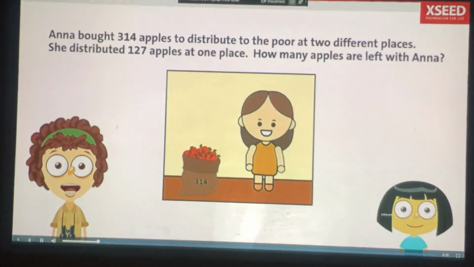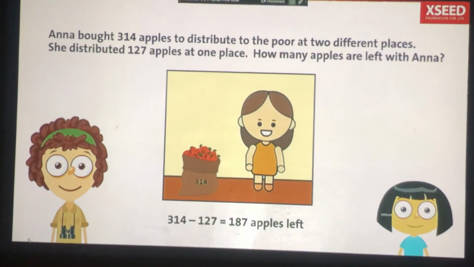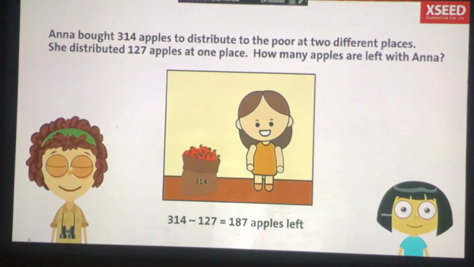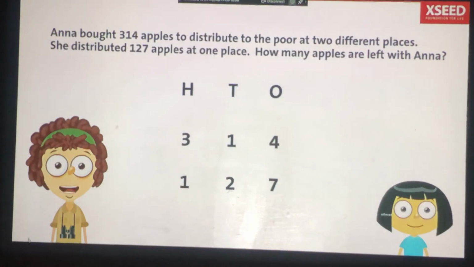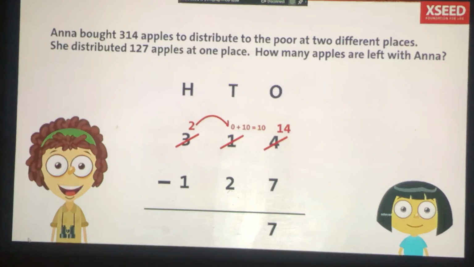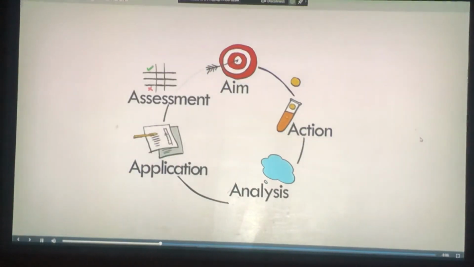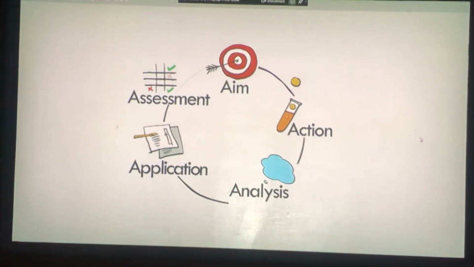Mia, what is your answer? My answer is 187. Good. We found the remaining apples by subtracting 127 from 314. Time for a quick quiz. Let's see if we remember what we learned in the class today.